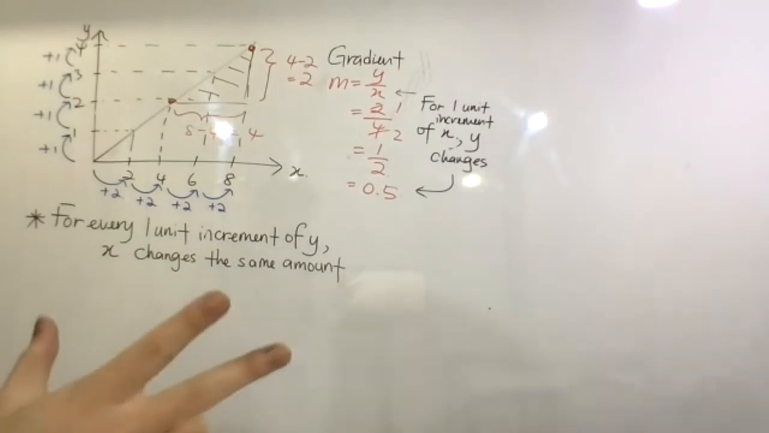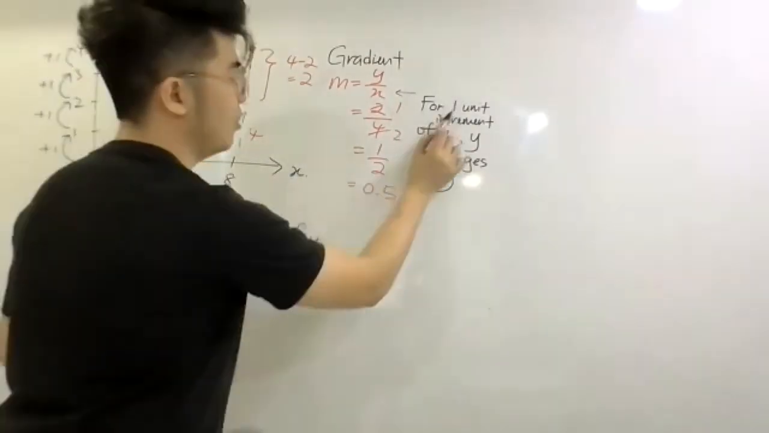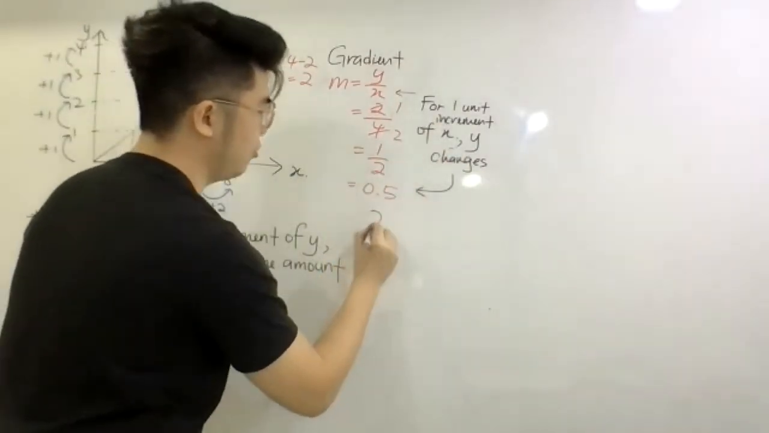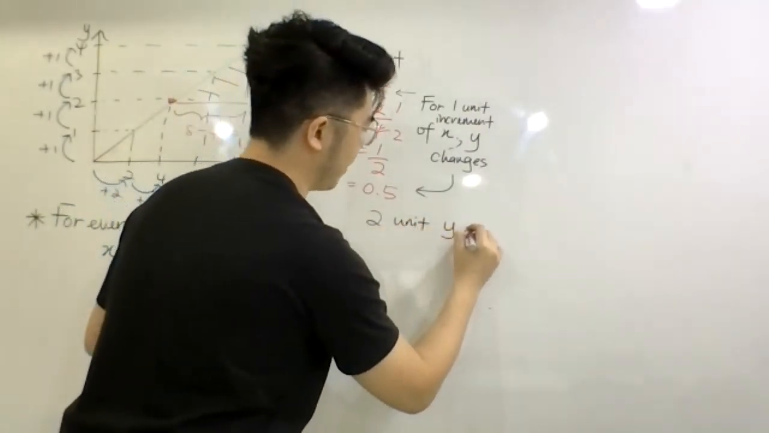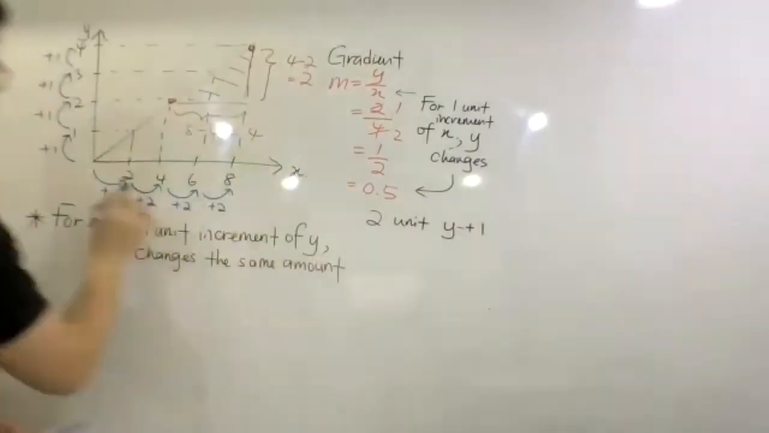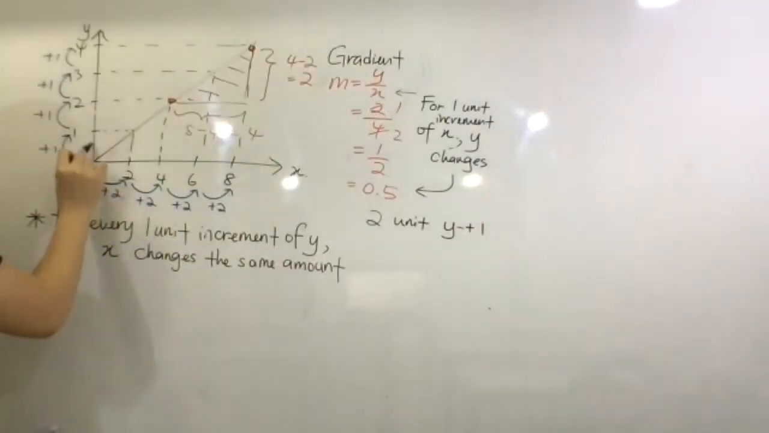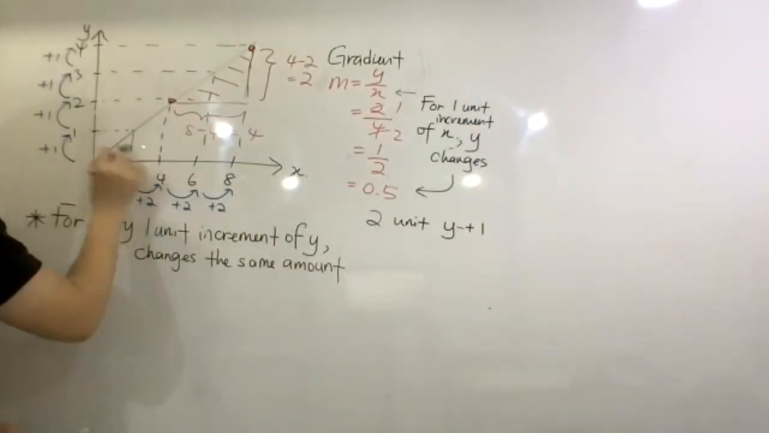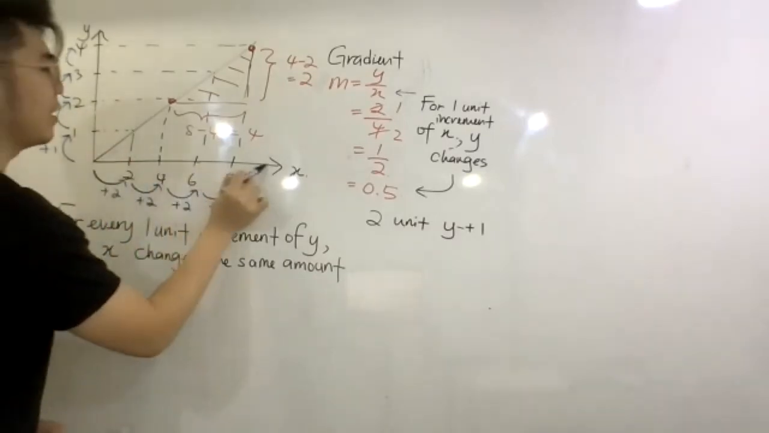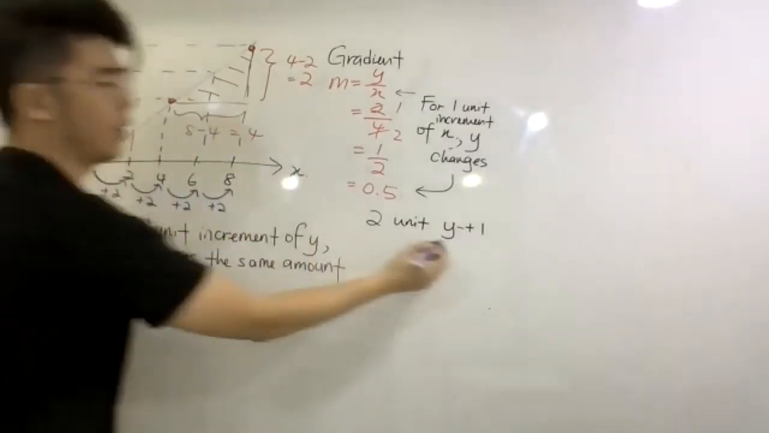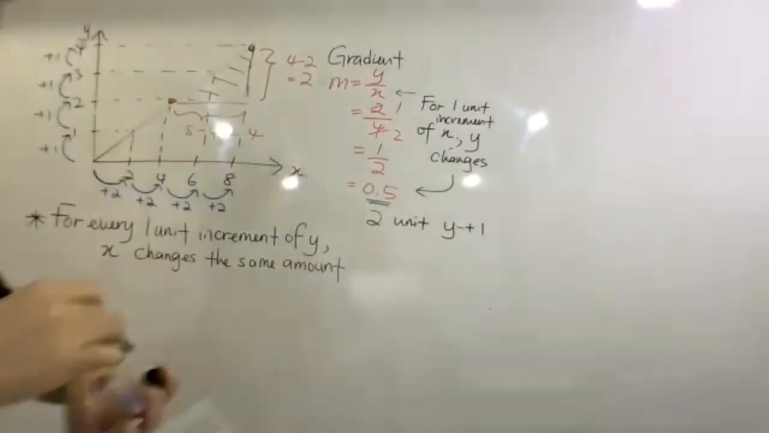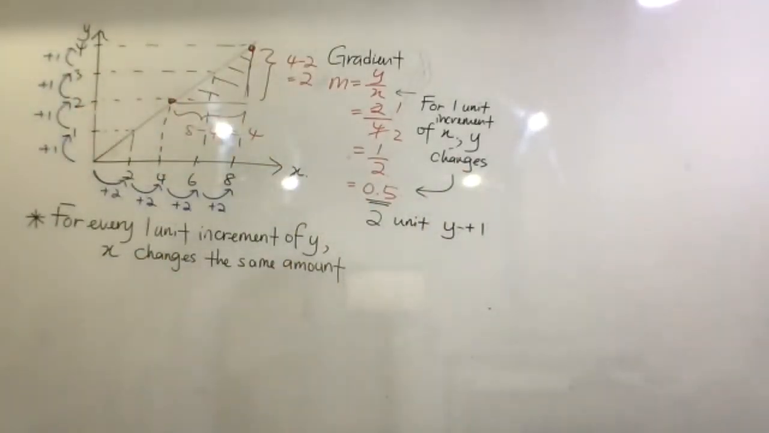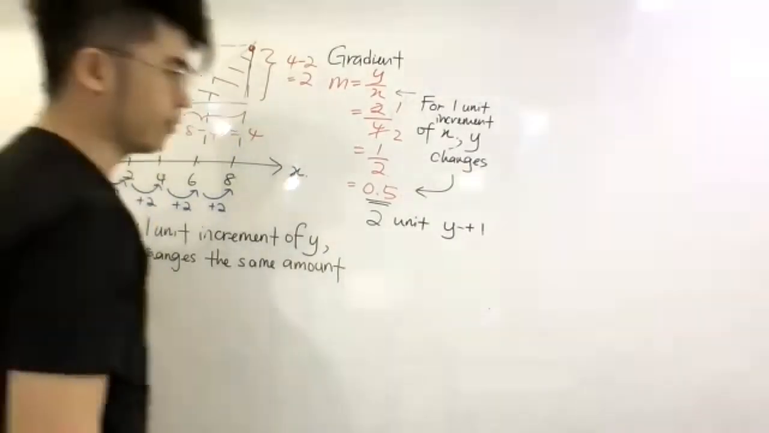How about 2 unit of x? 1 unit of x, y changes 0.5. 2 unit of x, y changes by 1. Same here, every 2 unit, y changes by 1. It must be the same 0.5. It doesn't change. So here, we will say, this is a directly proportional graph.